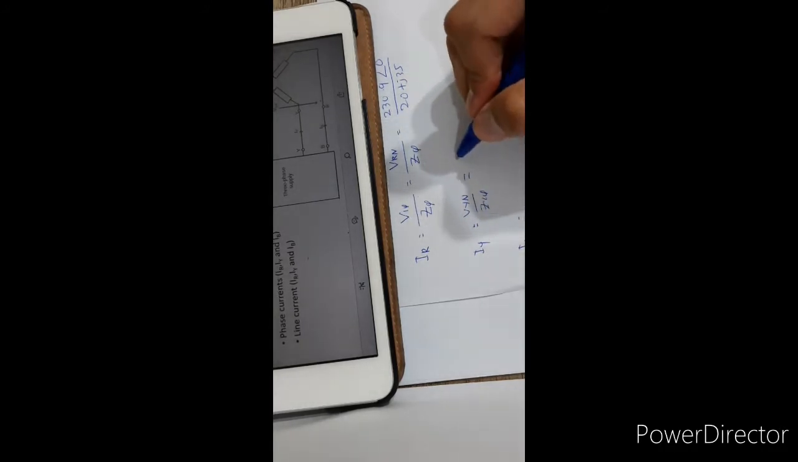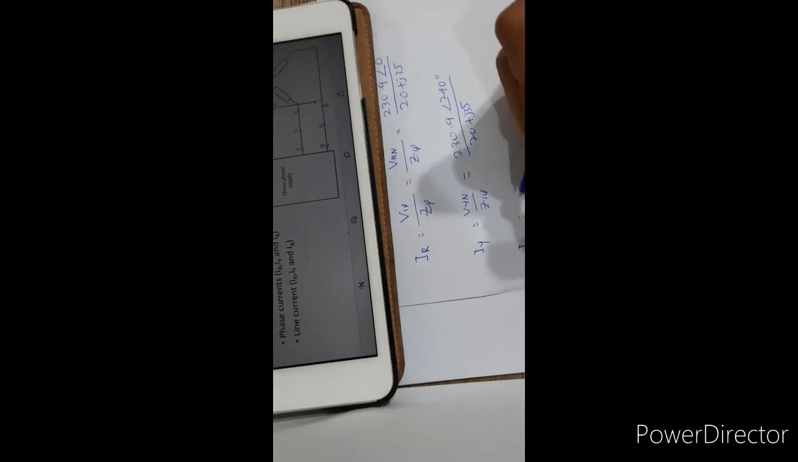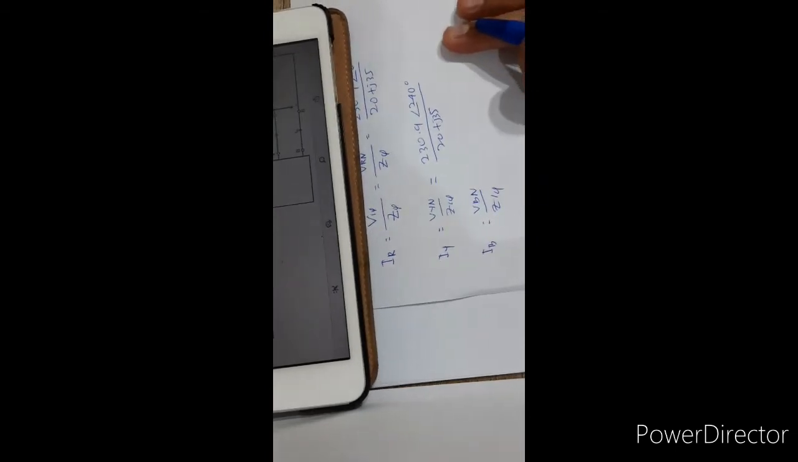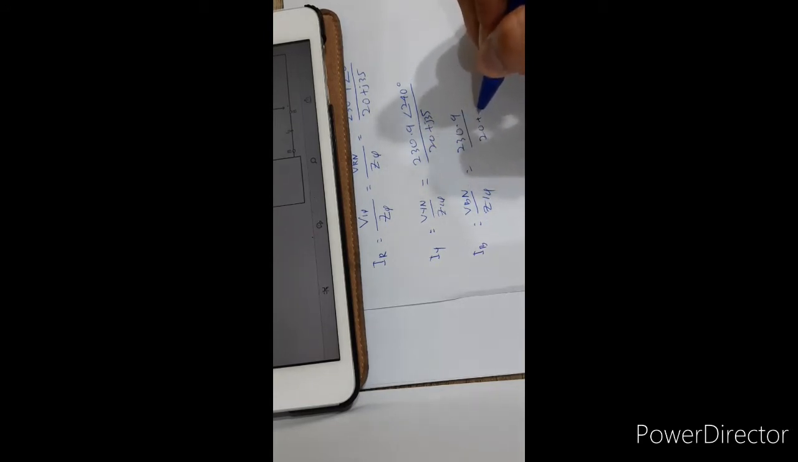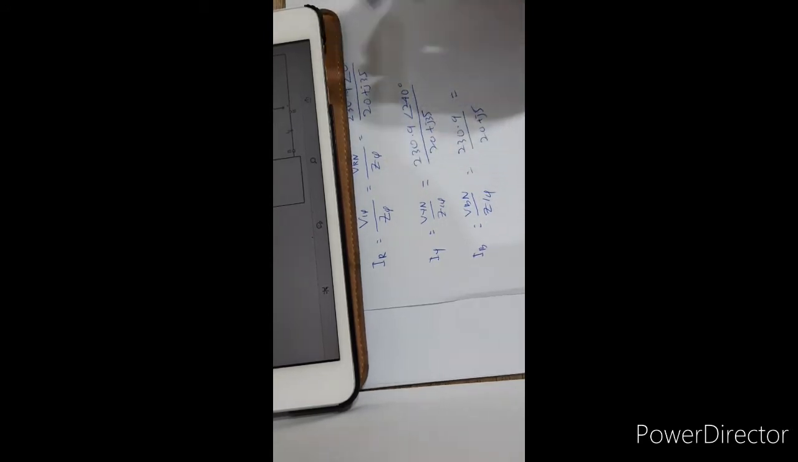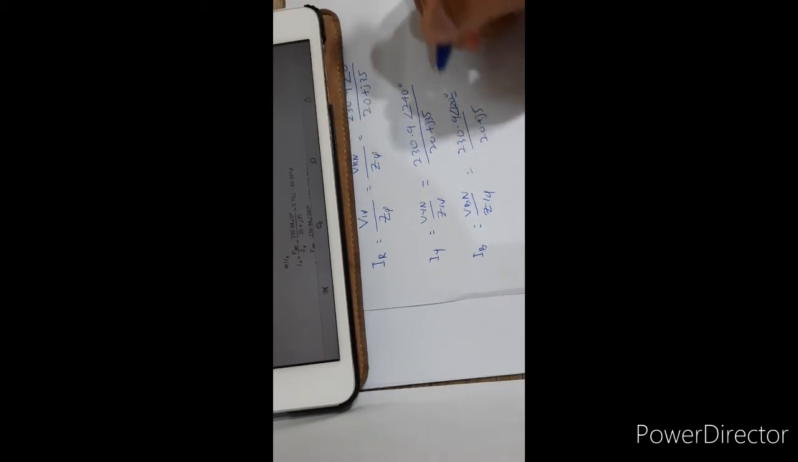So VYN is 230.9 angle of negative 120 degree, divided by 20 plus j35. And then for IB, VBN divided by Z single phase. VBN is 230.9 divided by 20 plus j35. The angle for VBN is, sorry, 120 degree.